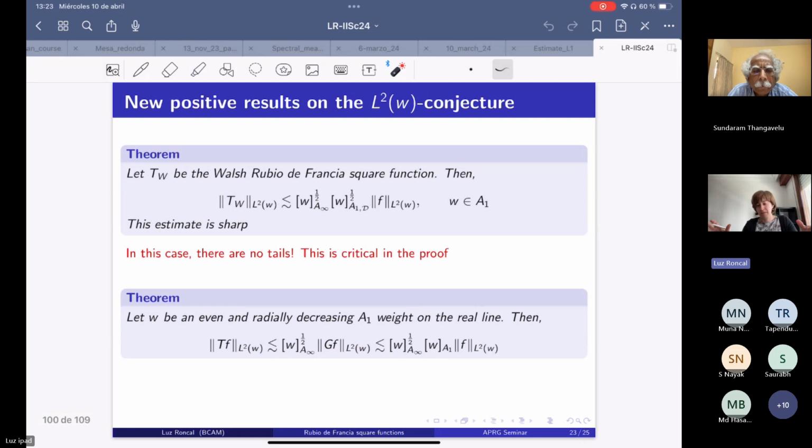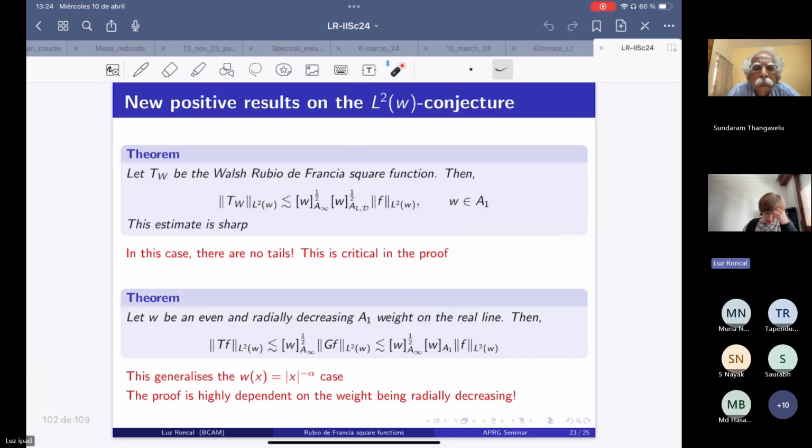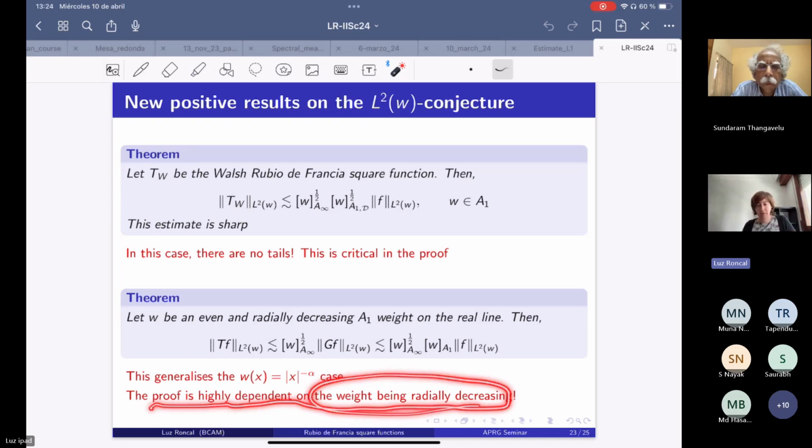Okay. We also can confirm the conjecture by Rubio de Francia in a more general setting, as he and Tony Carbery proved. So actually, for even and radially decreasing A1 weights on the real line, the conjecture is true. And this is the quantification. And to be honest, now I don't remember if we thought whether this is sharp or not. I don't remember, but I should check. Okay, so this generalizes the case that I mentioned before. And again, of course, the proof is highly dependent on this feature of the weights.